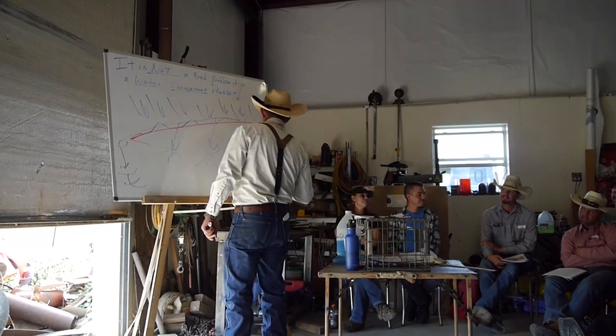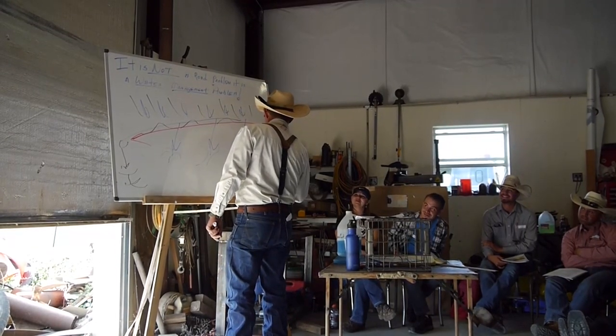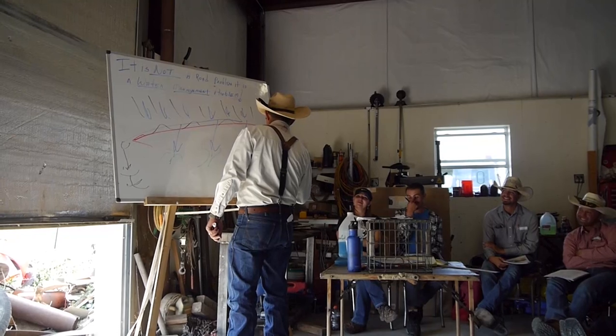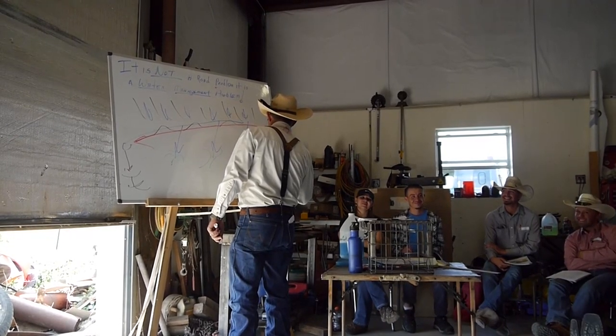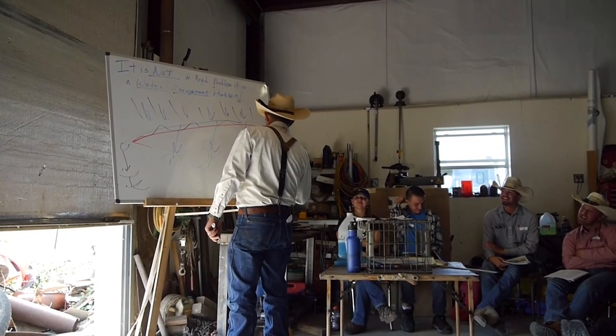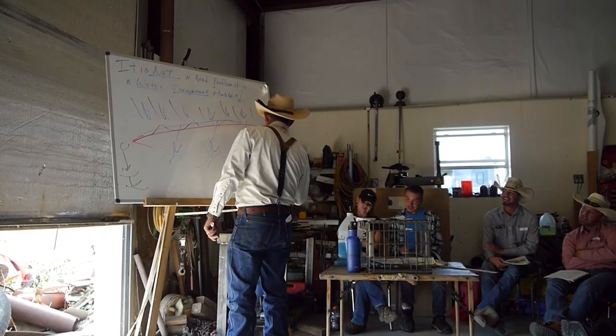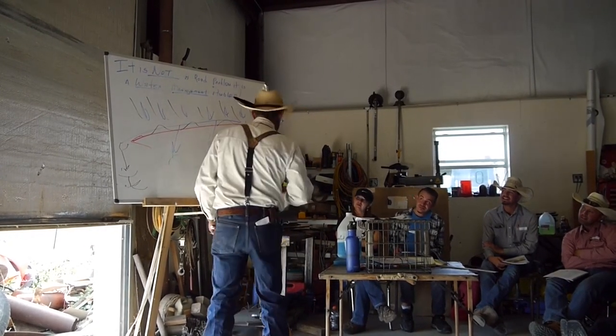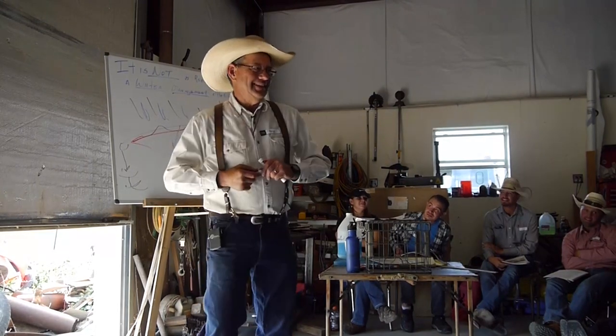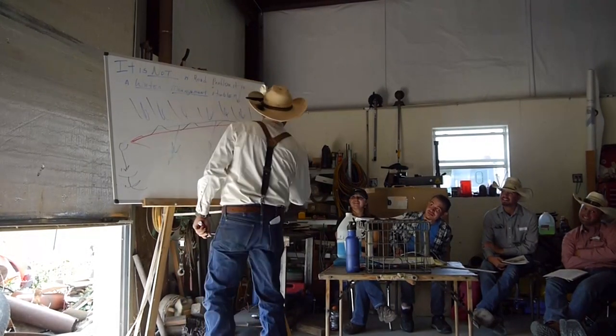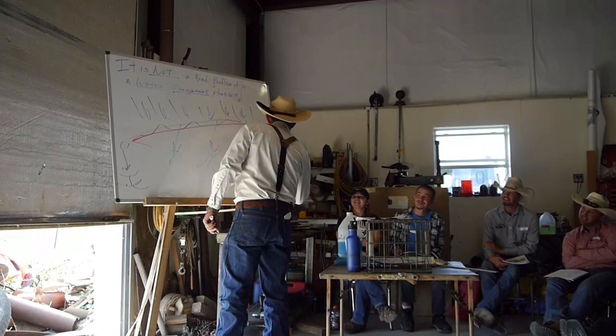I don't know what that is. Let's see if I get it right. No, it's not right. That's not a backward line. No one draws an arrow like you do. Oh, here. How about this? Do this. An asterisk.